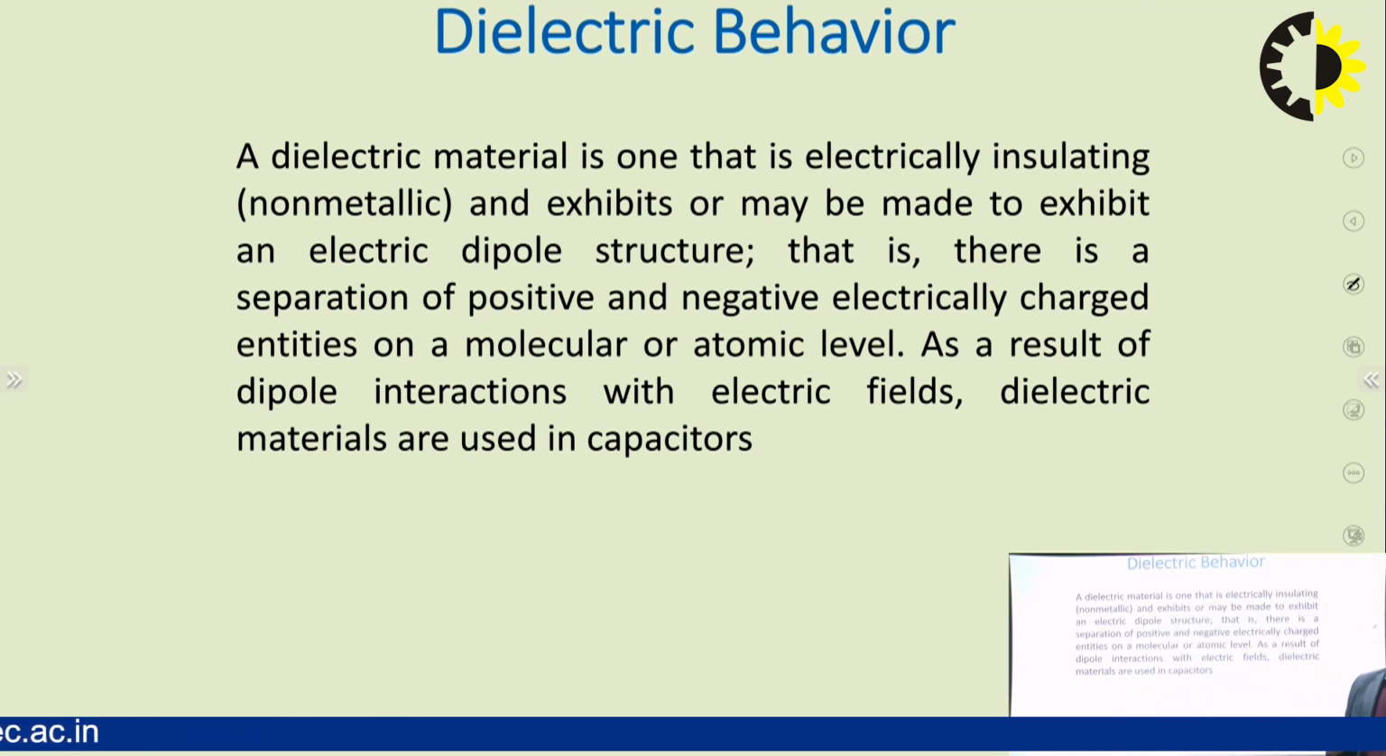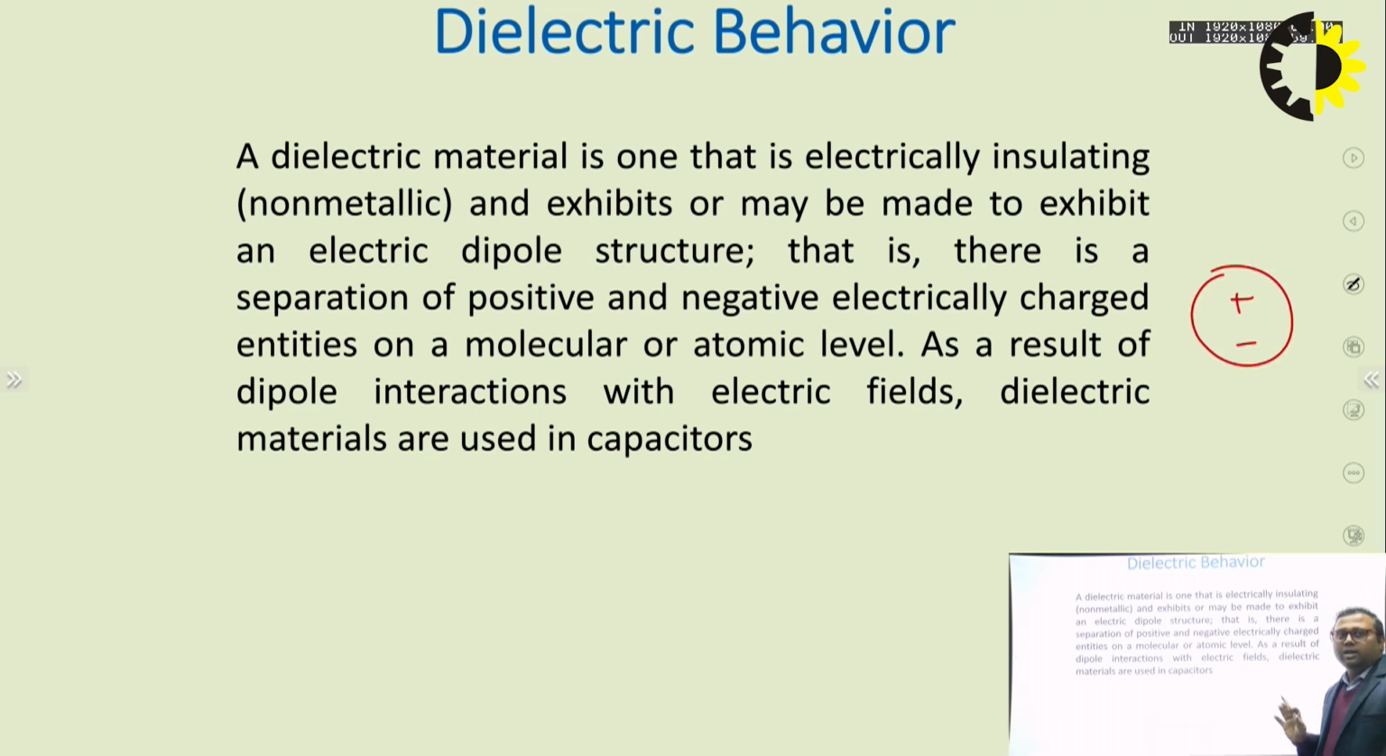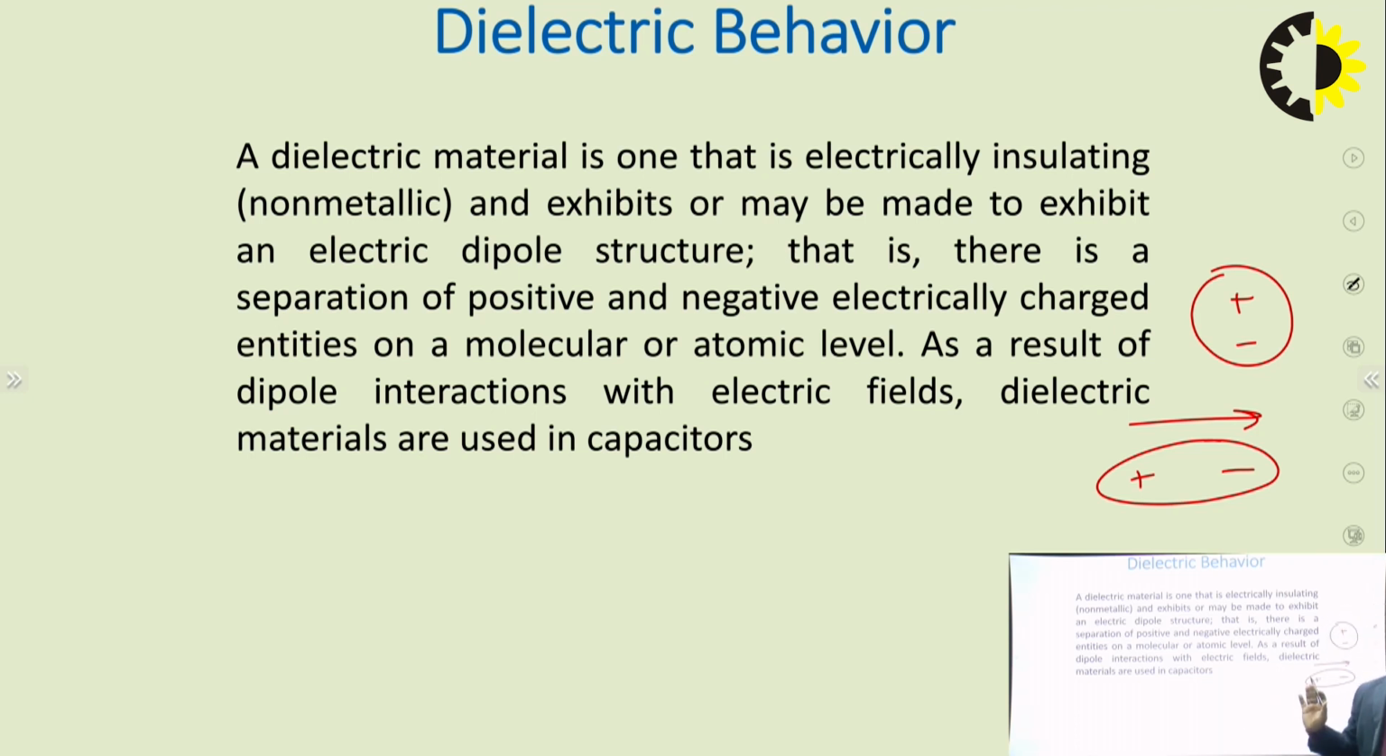As a result of this dipole interaction with an electric field, until and unless an external field has been applied, these positive and negative charges will align themselves. But as we apply the external field, the positive and negative charges will separate, and this changes the dipole moment of the material, due to which the domain wall changes its shape and size, and due to this its behavior is seen to change.